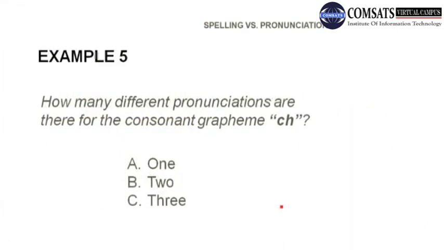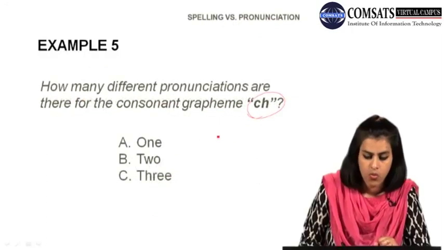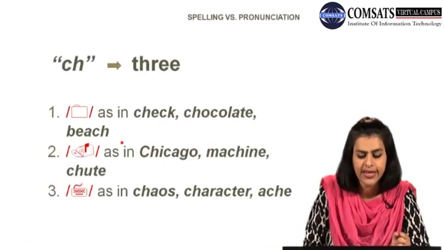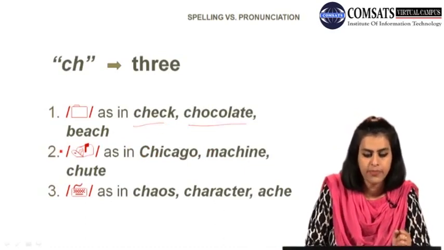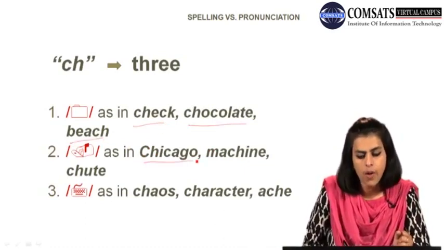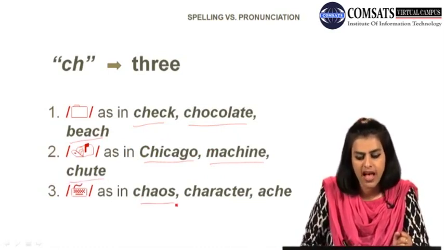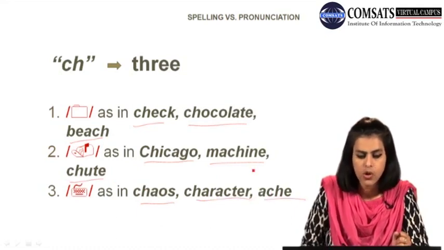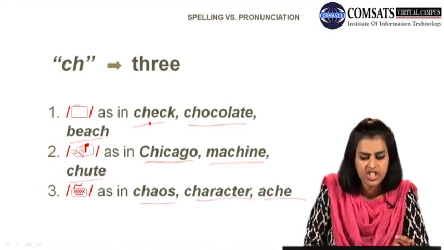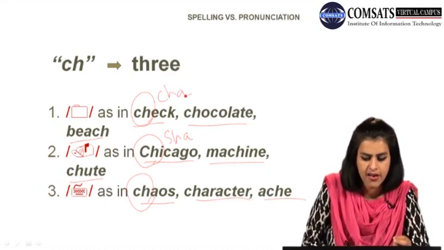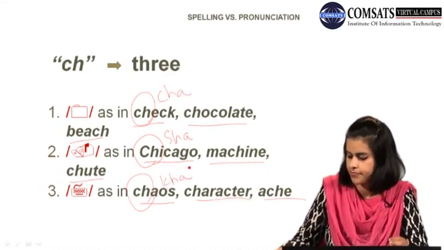Now, how many different pronunciations are there for the consonant grapheme ch? 1, 2, 3. As in check, chocolate and beach. As in Chicago, machine and shoot. As in chaos, character and ache. So there are 3 interpretations of ch: cha, sha and ka.